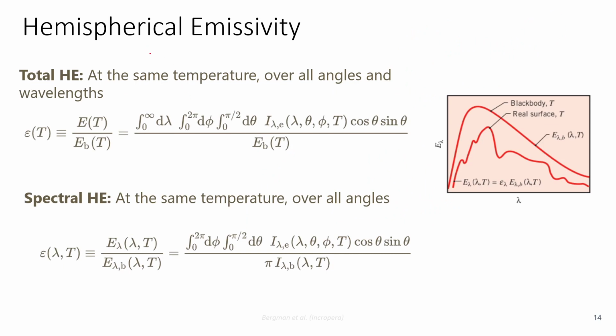Then we can derive this formula for hemispherical emissivity. This basically shows the ratio of the energy emitted at a particular temperature, considering all lambda, phi and theta, with respect to that of a black body. That will give us the total hemispherical emissivity. Whereas in the case of spectral hemispherical emissivity, we find this for a particular wavelength. So the wavelength and temperature will be fixed, and then we will just integrate that radiation intensity.